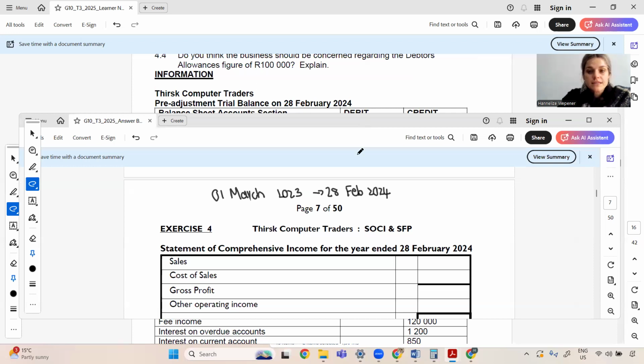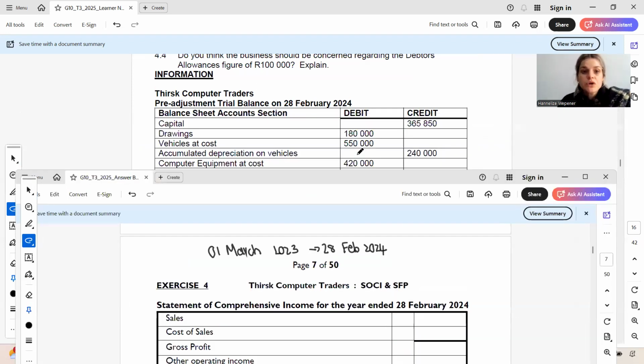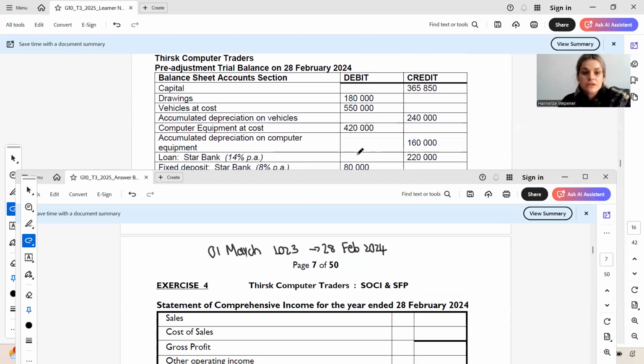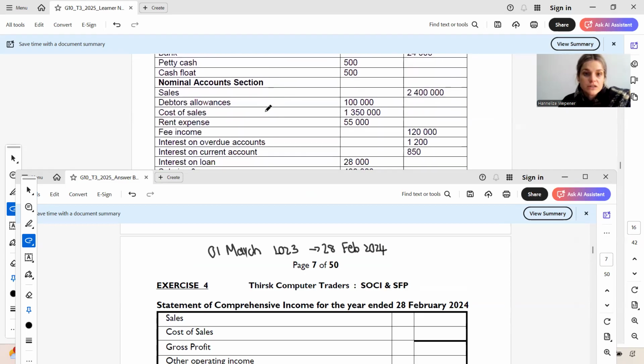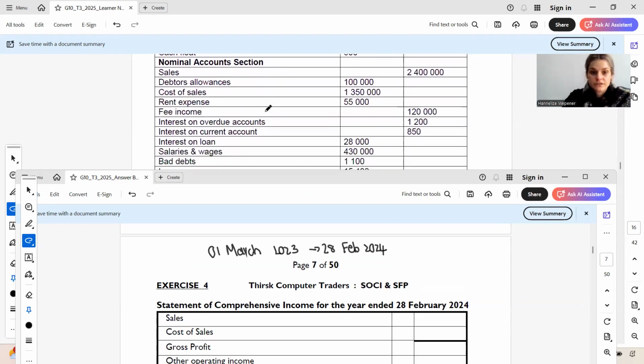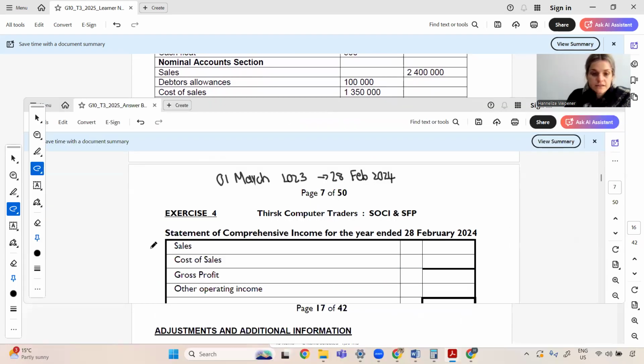So as I said in my previous video, we start with our pre-adjustment trial balance, and then for the SAKI, we are only going to include the nominal account section. So let's go. First of all, sales. So we're starting with our trading section. Our sales started on 2.4 million.